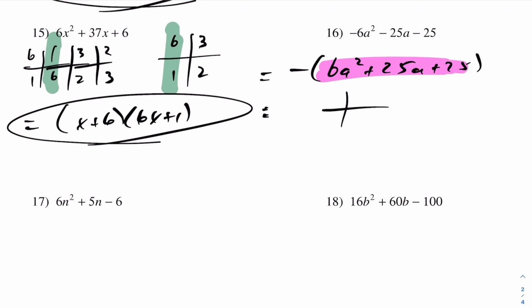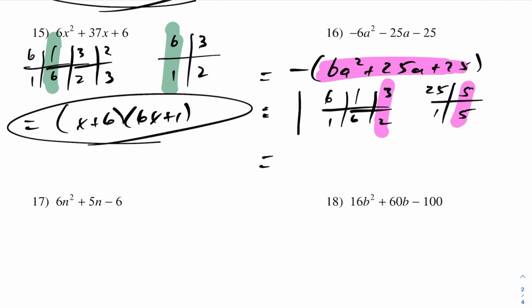I'm going to go ahead and now do charting on the complex trinomial inside. So I end up getting 6 and 1, 1 and 6. And for 25 here, we've got 25 and 1 and 5 and 5. And I need the product of the diagonals to come out to be 25, and you'll notice here we end up having to take these two columns here. That'll work for us. And my final answer is, don't forget to copy the minus sign down, so it's going to be minus 3a plus 5 times 2a plus 5.